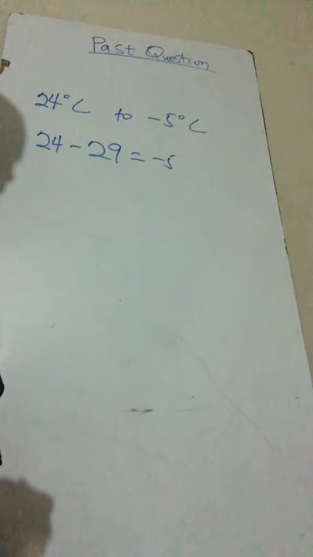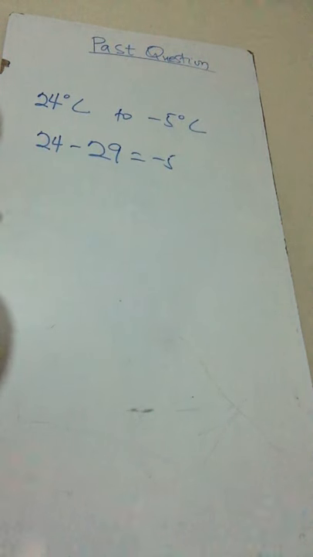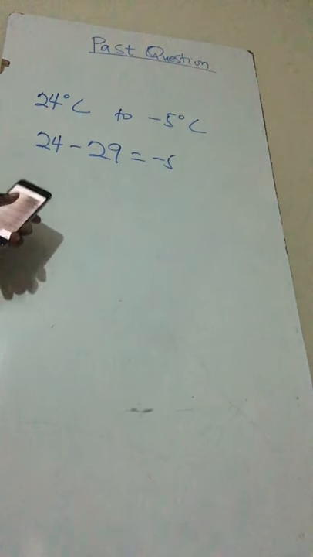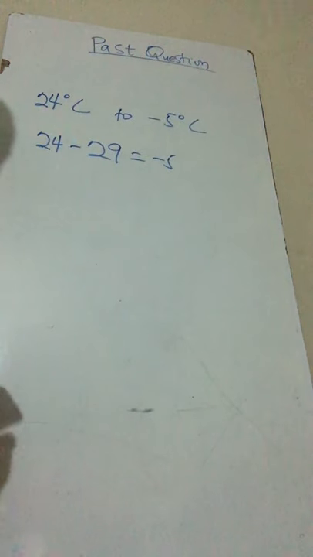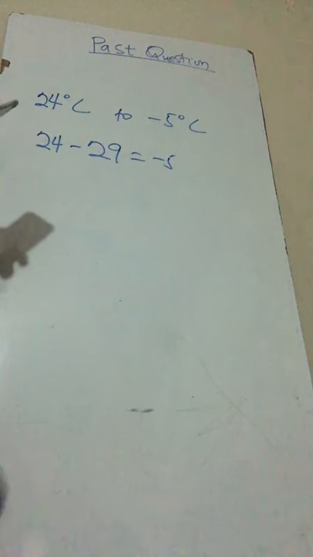Because from 24 it has gone down by 29 to give you the negative 5. Are you okay? Good. That's gone down by 29 degrees. When you subtract 29 from 24, you get negative 5. That's why we are saying it has gone down by 29. So the answer for number 3 is D.